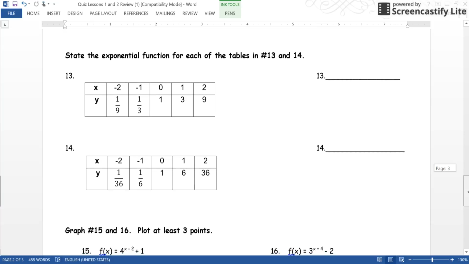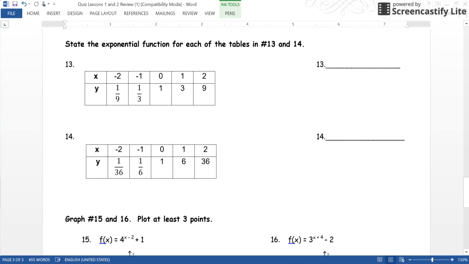All right, state the exponential function for each of the tables. So what are we going to do here? We just got to figure out, I need my A and my B. Okay? I'm always going to circle where it's 0, so I know my A is 1. And how do I get from 1 to 3? Multiply by 3. 3 to 9, multiply by 3. Sometimes it's easier to see it over here on the right-hand side of the table. Well, it works. 1/3 times 3 is 1. 1/9 times 3 is 1/3. So my B is going to be 1/3.